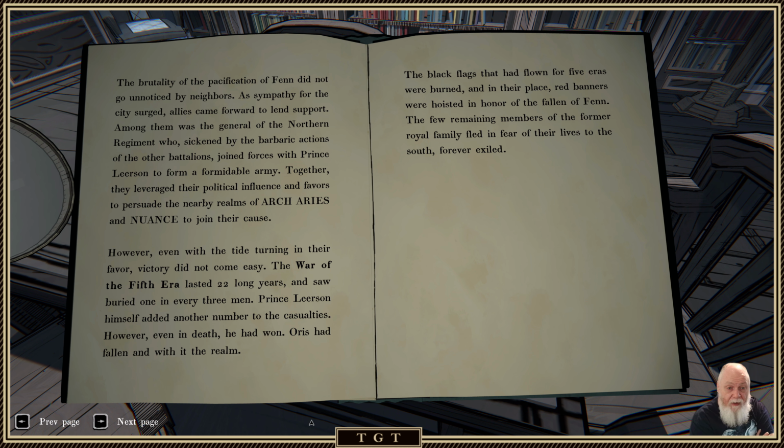The War of the Fifth Era lasted 22 long years and saw buried 1 in every 3 men. Prince Learson himself added another number to the casualties. However, even in death, he had won. Orus had fallen, and with it the realm. The black flags that had flown for 5 eras were burned, and in their place red banners were hoisted in honor of the fallen of Fen. The few remaining members of the former royal family fled in fear of their lives to the south, forever exiled.